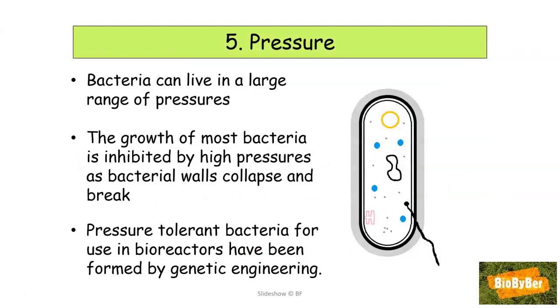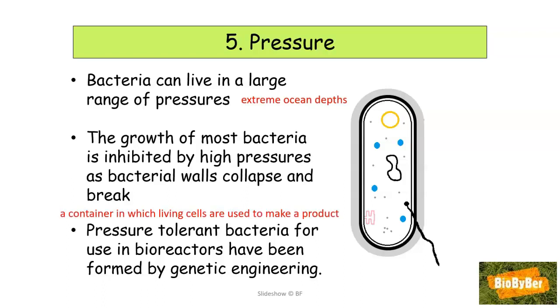Lastly, pressure affects the rate at which bacteria grow. Bacteria can actually live in a large range of pressures. Some bacteria can live very deep down in the ocean, in deep sea vents where you have extreme pressures. However, the growth of most bacteria is inhibited by high pressures because the bacterial walls collapse and break. Pressure-tolerant bacteria for use in bioreactors have been formed by genetic engineering. Don't forget, bioreactors are containers in which living cells are used to make a product.